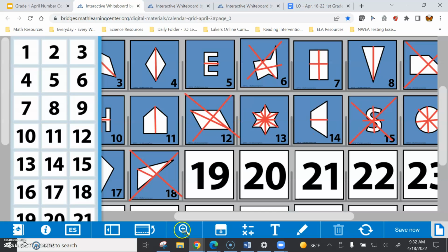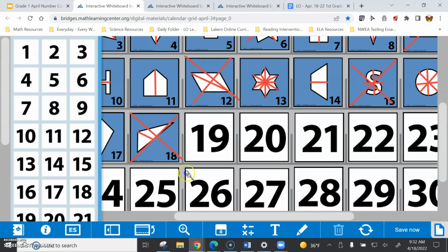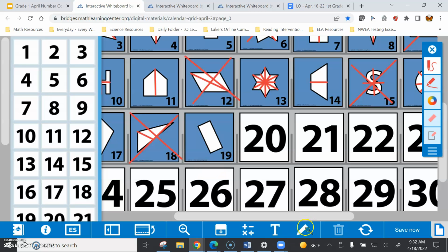We've been talking about symmetry, enjoying learning more and more about it. Let's see what's on our card today. Ooh, we have a rectangle. Let's see if we can draw a line of symmetry. Ooh, that's one line of symmetry. And we can even draw another line of symmetry. So there are at least two lines of symmetry with this rectangle.